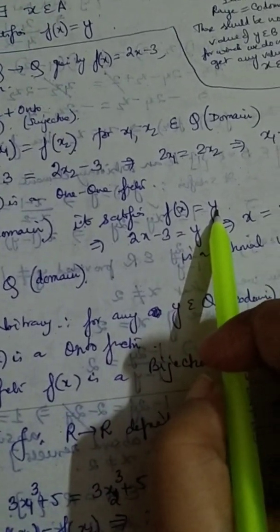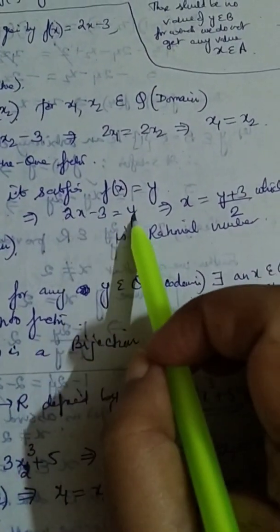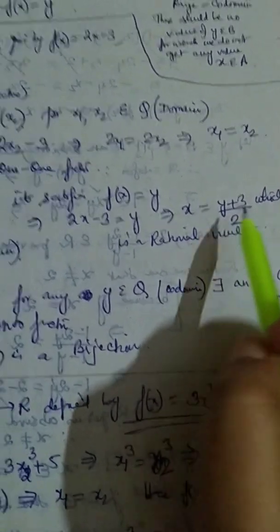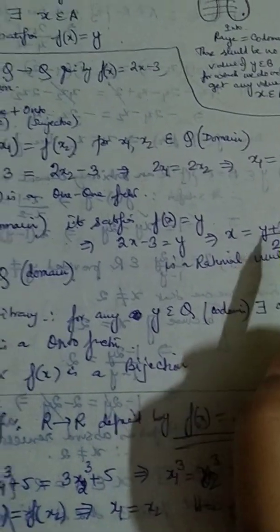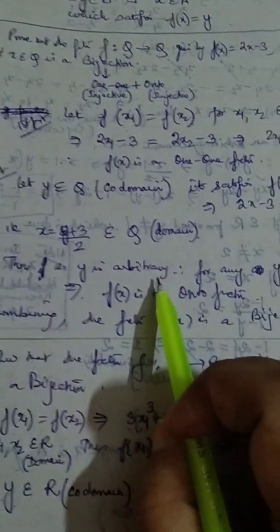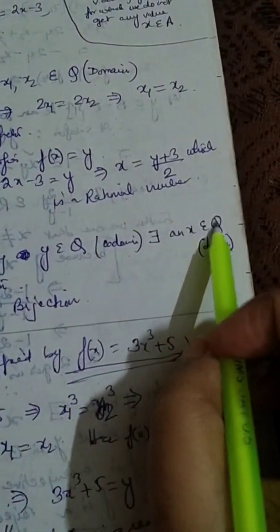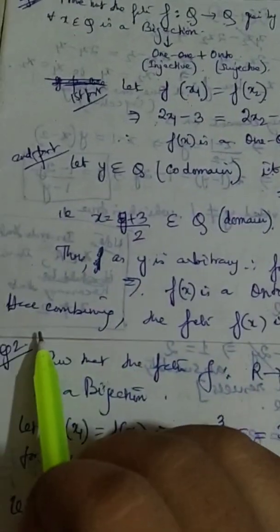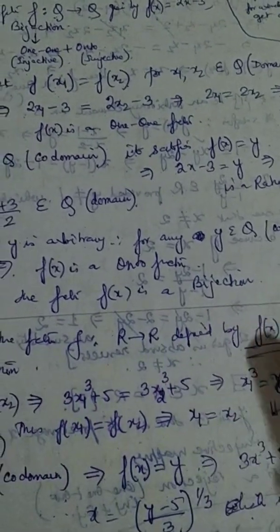Okay, let us solve this. We will have to find the value of x. So 2x minus 3 is equal to y. So x is equal to (y plus 3) by 2. Now (y plus 3) by 2 is definitely a rational number. So we are stating that which is definitely a rational number. That means x belongs to Q. In other words, x, which is this, belongs to the domain Q. So for an arbitrary value of y which belongs to the codomain, we are getting a value of x which belongs to the domain. Hence, this function must be an onto function. Final conclusion, combining these two results, we have that the function f(x) is a bijection.